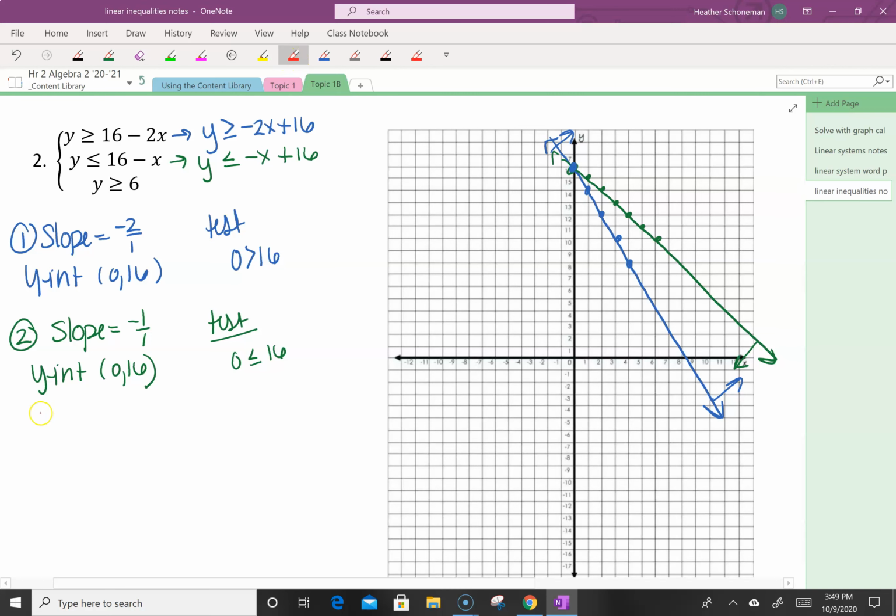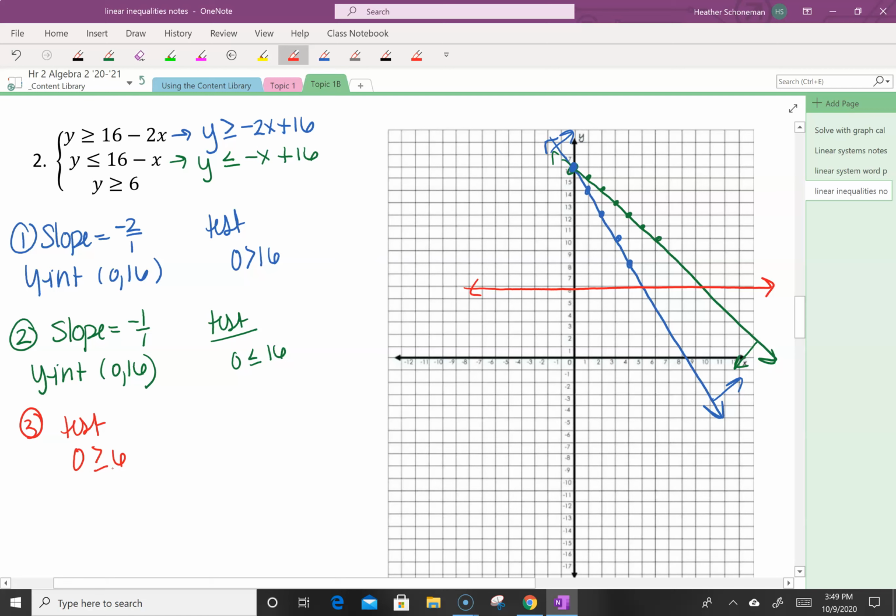Last but not least, I need to graph the line y is greater than or equal to 6. Well, anything that's y equals is a horizontal line. So I'm going to draw a horizontal line at 6. Now I need to do a test point. Well, I'm going to test it at 0, 0. And at 0, 0, I get 0 is greater than 6.